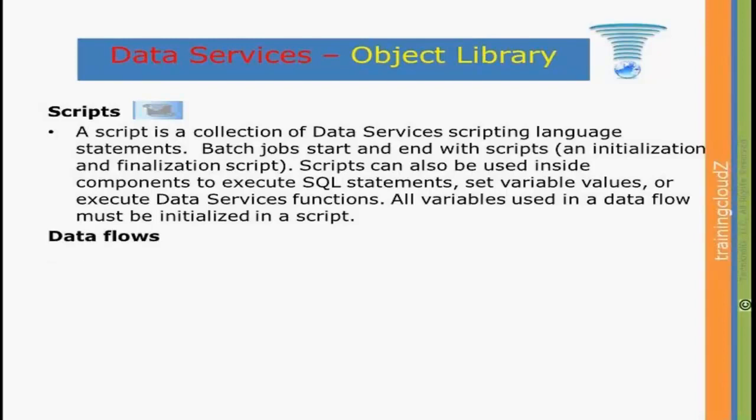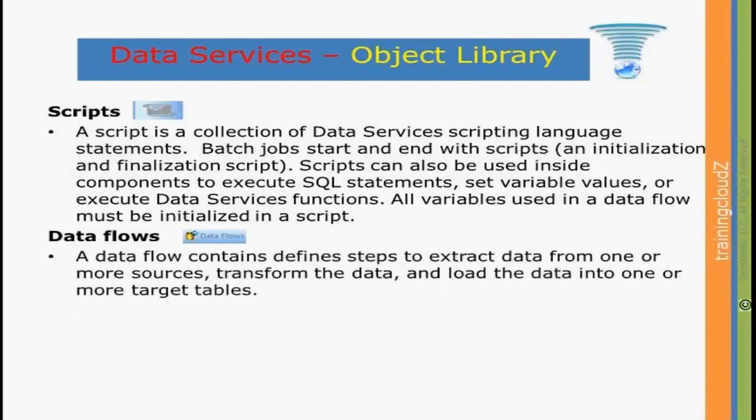Data flows. This is the most happening place. Here the data actually flows. In the workflow, it doesn't flow. In the data flow, the data flows, really. So that is the symbol of a data flow. A data flow defines steps to extract data from one or more sources, transform the data, and load the data into one or more target tables. That is what the data flow does. But when we go into the real-time world, you will differentiate between a workflow and data flow, when to use what. I will show you.